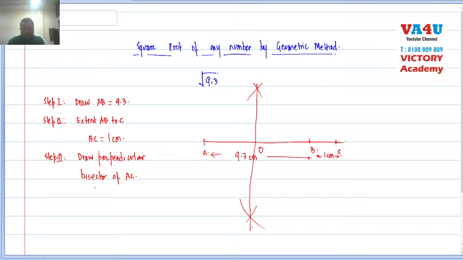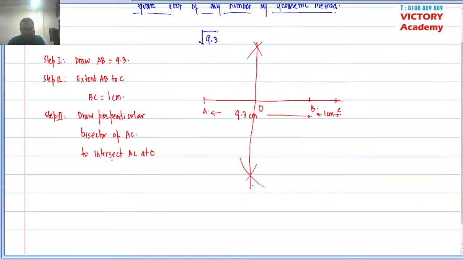So you will get O. Draw perpendicular bisector of AC to intersect AC at O. Now what happens is that O is midpoint of AC. Okay, that means AO is equal to OC.